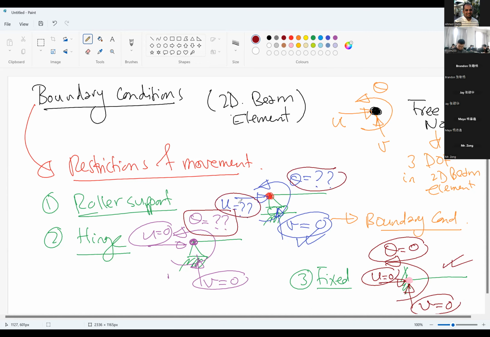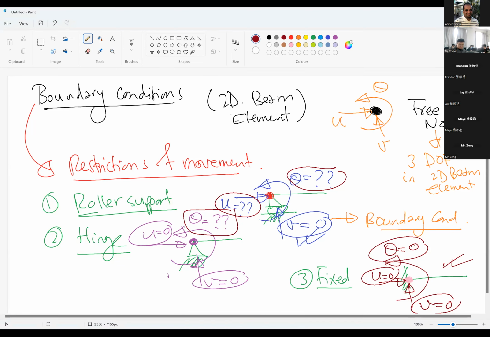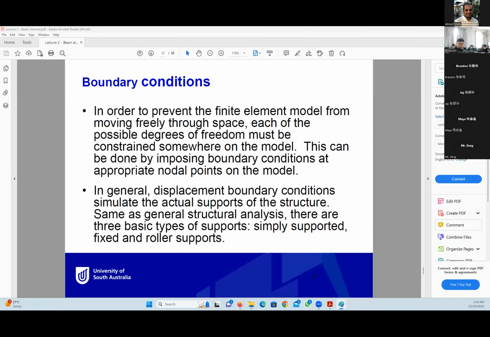Okay, so this is what is meant by boundary condition. The boundary condition will affect our degrees of freedom because it will give us information about the displacement. So some of the displacements will be known due to the boundary condition.